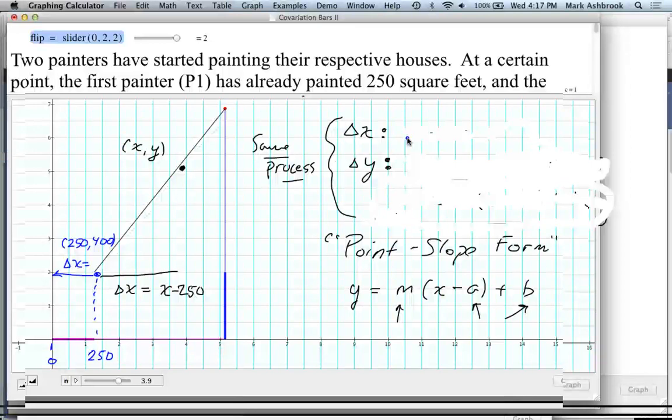What do you think over here, Rochelle? What is delta x? Negative 250. We're going down, because we're decreasing the amount, right? So if we're here and we want to know something corresponding to x equals 0, we just decrease. So it would be 0 minus 250, right? Okay, corresponding change in y.